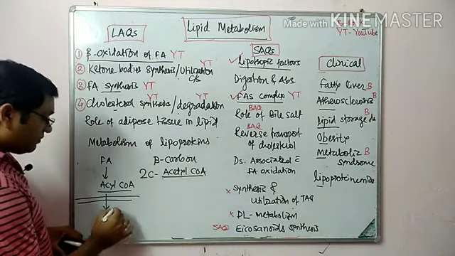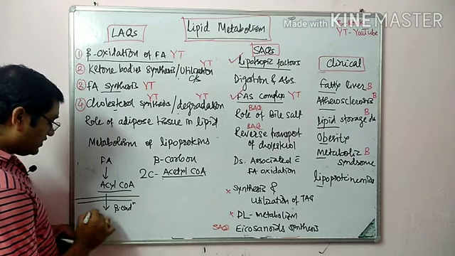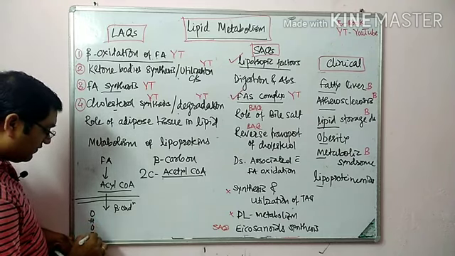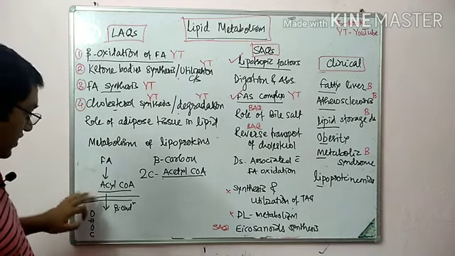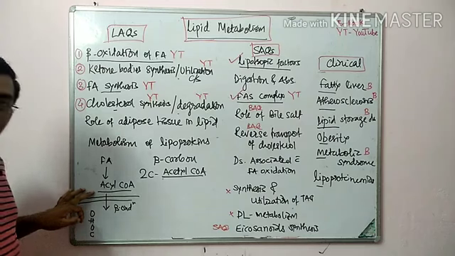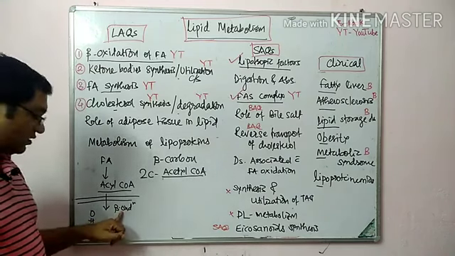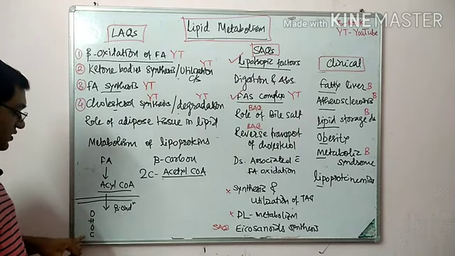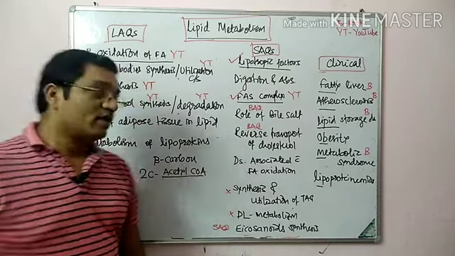And third one is the beta oxidation proper. In this, oxidation, hydration, oxidation and cleavage are the steps. So: activation of fatty acid, transport across the mitochondrial membrane by carnitine shuttle system, then beta oxidation proper. In beta oxidation, steps are oxidation, hydration, oxidation and cleavage, and there is generation of acetyl coenzyme A.